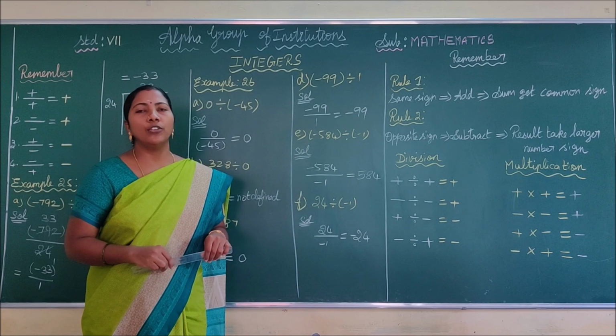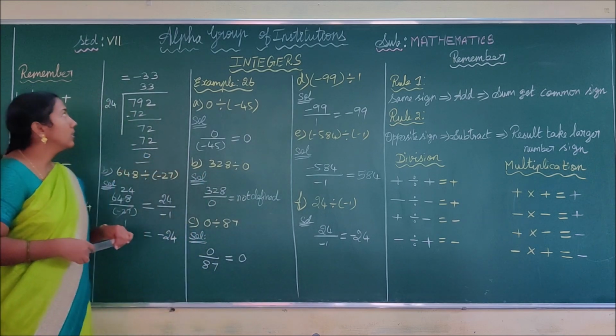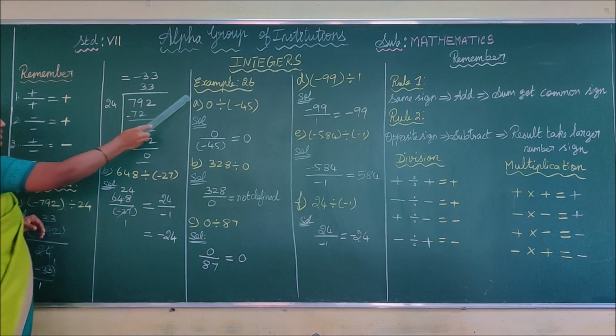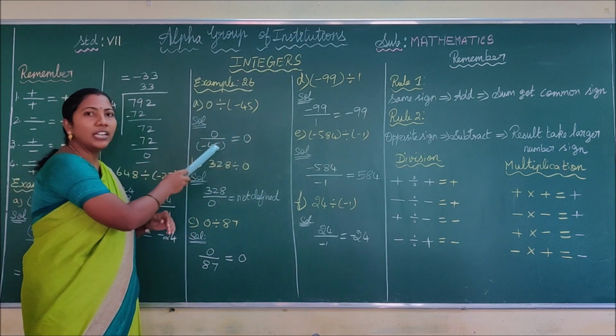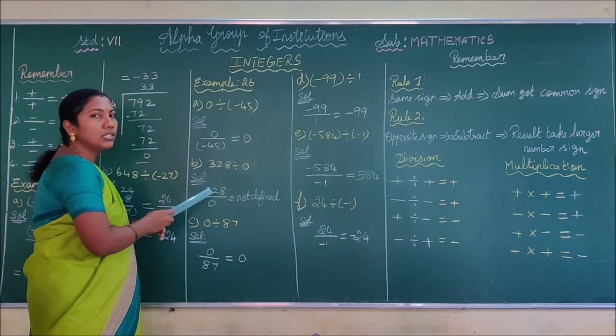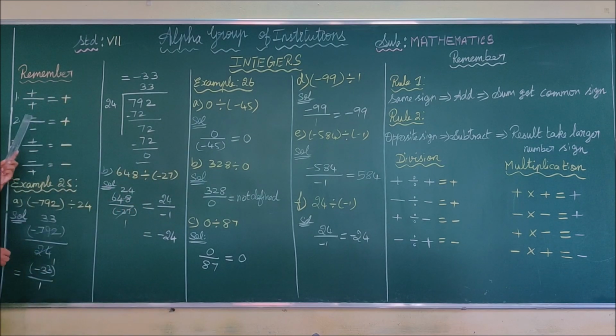Next, children, we are going to see some examples. Okay? See the example. This is example 46. In this example, we have the sums based on division. Before seeing this division sum, let us recall the rules for division. What are the rules for division? Plus by plus is equal to plus.